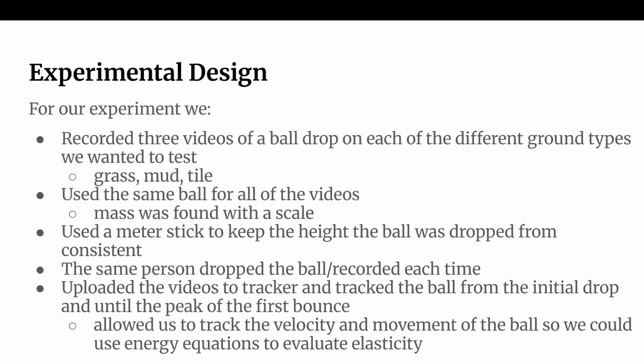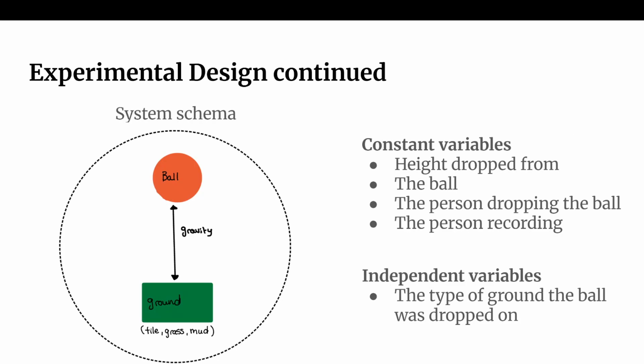We uploaded the videos to Tracker and tracked the ball from the initial drop until the peak of the first bounce, which allowed us to track the velocity and movement of the ball. So for our system schema, this is idealized. In our actual experiment, it is not a closed system, and it is the ball and the ground interacting and gravity acting on the ball.